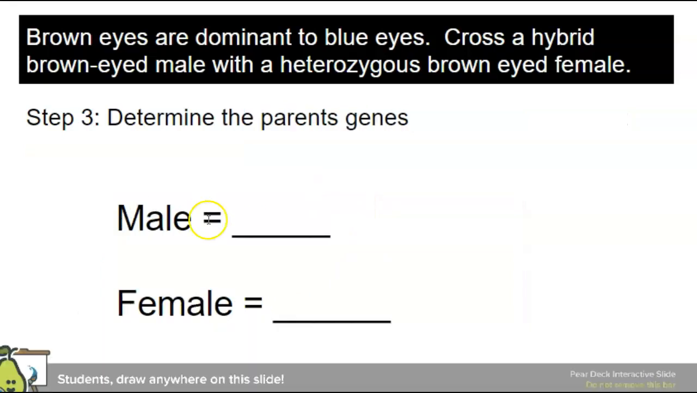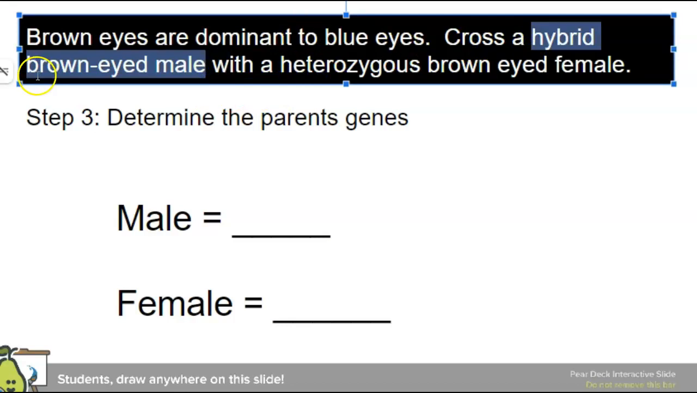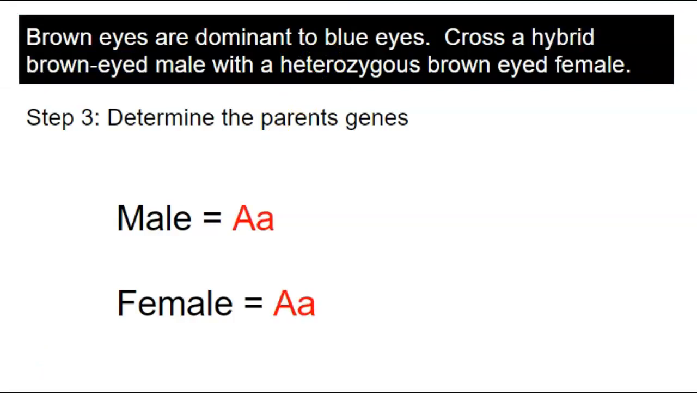Step 3, determine the parents' genes. It says a hybrid brown-eyed male. Hybrid means one of each letter, so we're going to have a big A and a little a. And heterozygous means the same thing, big A, little a. So we have our parents' genes. Also, if you're following along, there's nothing to write in the note packet or your notes. We are just doing this problem together. Sorry, I didn't say that.